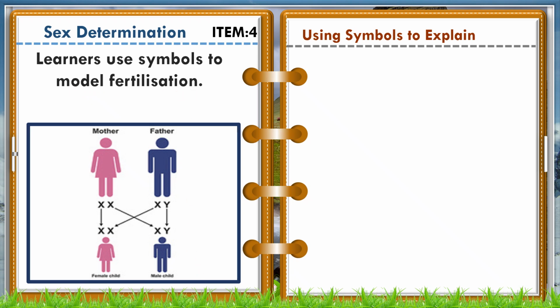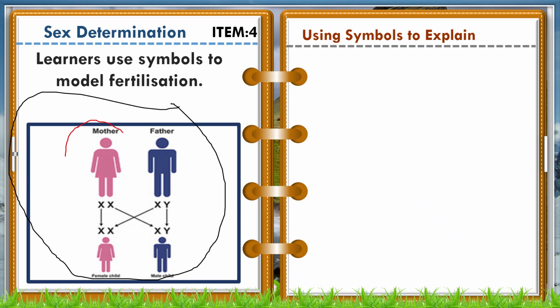We are going to use our diagram here, whereby we have the mother, and the mother is having chromosome combination XX. And on this side we have the father, who is having the chromosome combination XY. So we want to use the symbols to explain fertilization or sex determination.